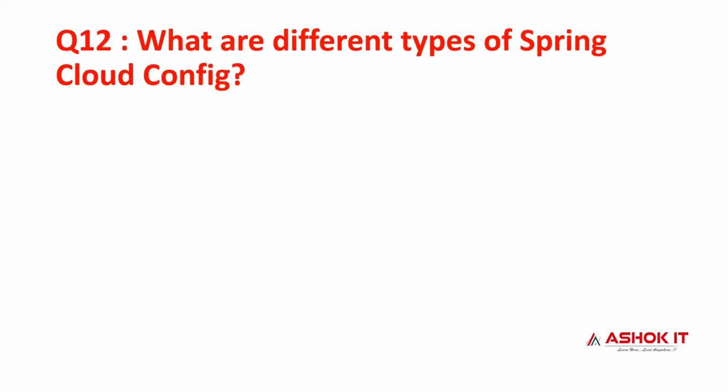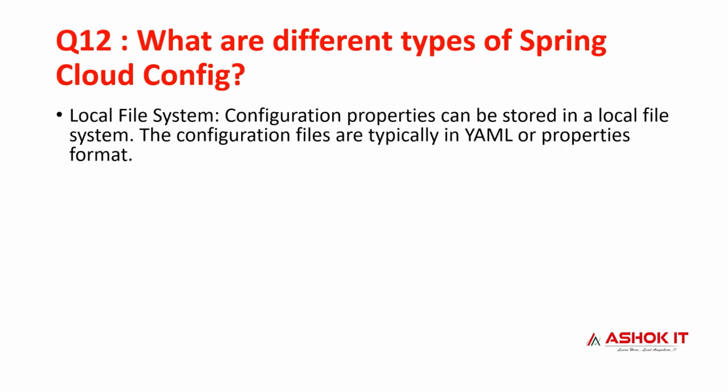What are the different types of cloud config? I want to configure this, how can we do it? We can use a local file system, a properties file, or a YAML file. This is generally used for testing purposes.